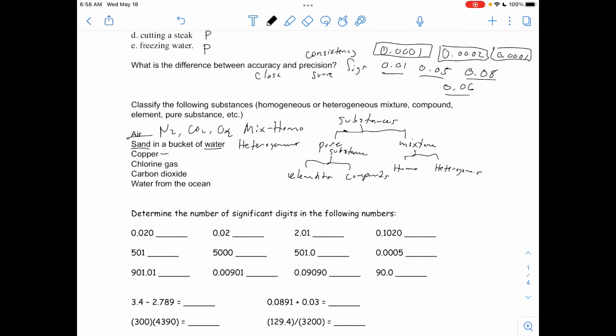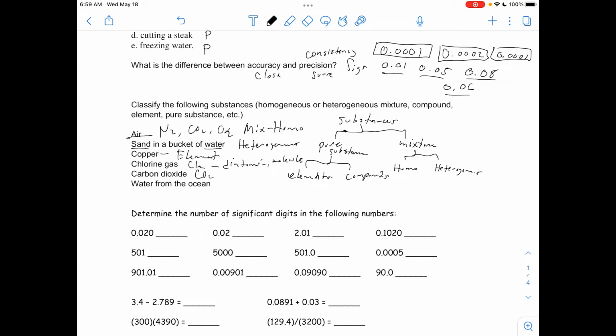Copper, on the other hand, would be considered a pure substance. Copper is only one thing, and it is an element. It's found on the periodic table. Chlorine gas, Cl2, is also a pure substance. It's only chlorine. However, this would be considered a diatomic element. We could also call it a molecule, as opposed to an atom. However, it's not considered a compound because a compound is more than one element.